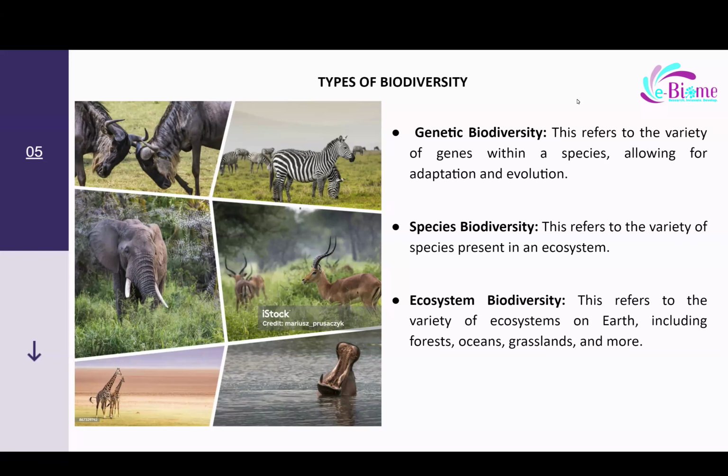Then we have ecosystem biodiversity. We are looking at the way living things interact with the environment. How do plants interact with the environment? How do animals interact with the environment? How do plants and animals interact with each other? And how do they also interact with the environment? That is the ecosystem. And how do these different ecosystems also interact with each other? So the interaction between them also forms a different biodiversity of its own.